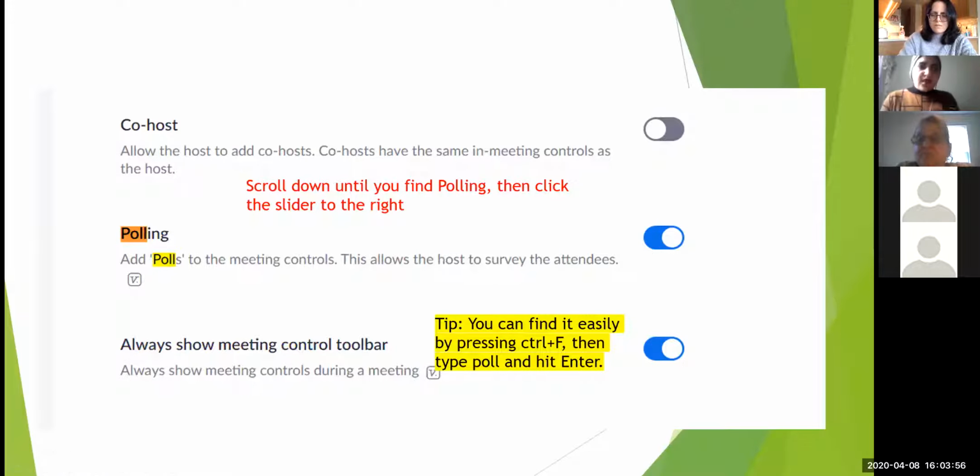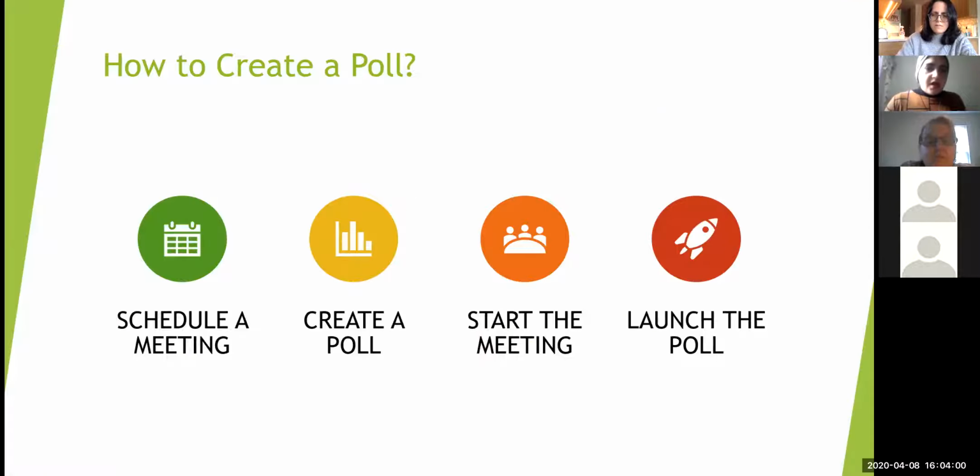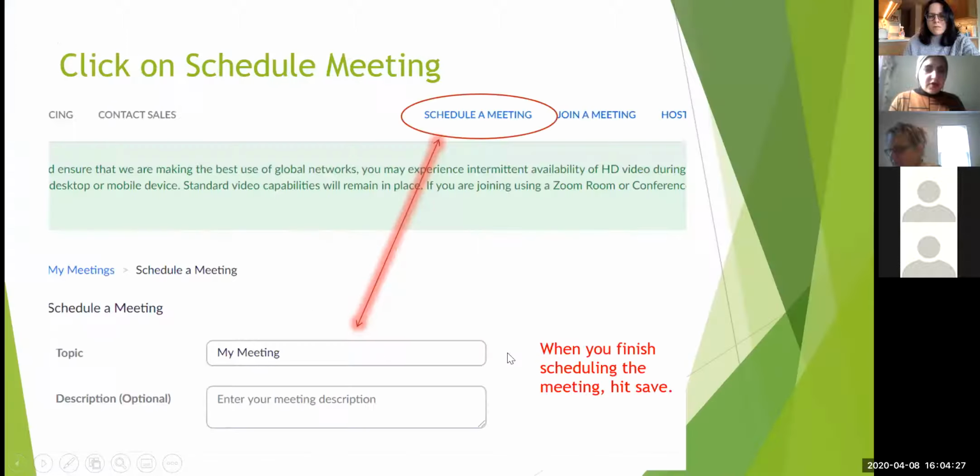Okay, everything is okay so far? Okay. Then, once you enable the poll, you have to schedule a meeting, create a poll, start the meeting, and then launch the poll. It's so easy, but you have to follow these steps. So you schedule the meeting, and then once you schedule the meeting, it will show you underneath that you haven't created a poll until now. So you create the poll, and then when you start the meeting, you can launch the poll to your students.